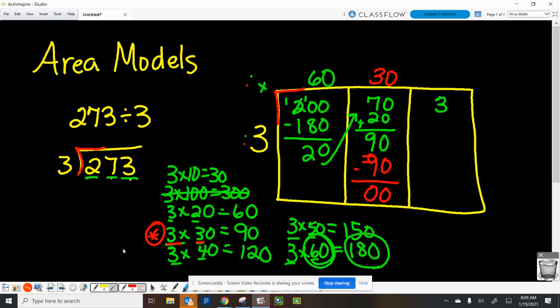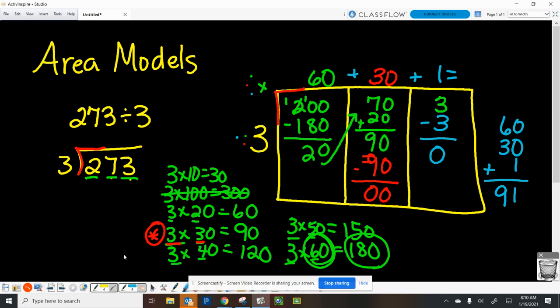Now, I have nothing to bring over here to my ones place, so this should be pretty easy because I know that 3 is a multiple of 3. 3 times 1 equals 3. And I'm going to subtract and I get 0. Now what I have to do is add all these up. Remember, we like to go ahead and write them vertically so we don't make some silly little mistake. And my final quotient is 91.